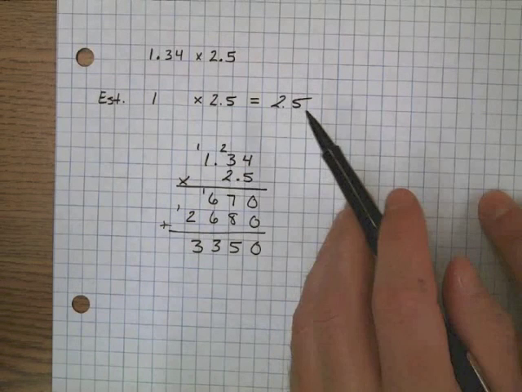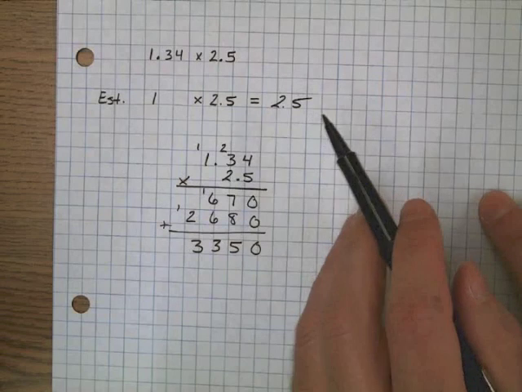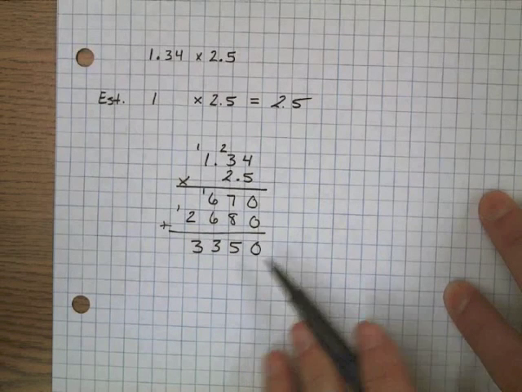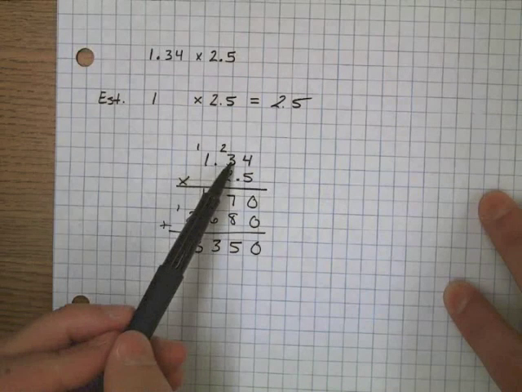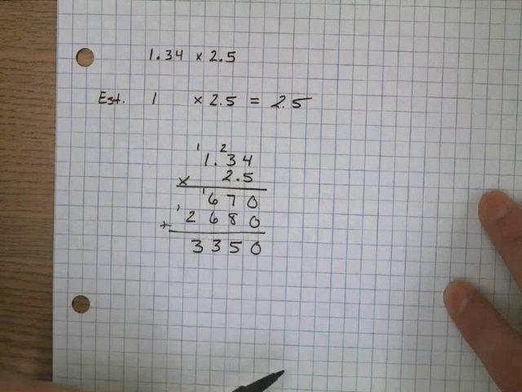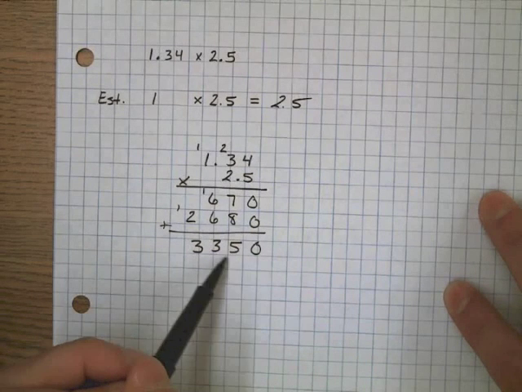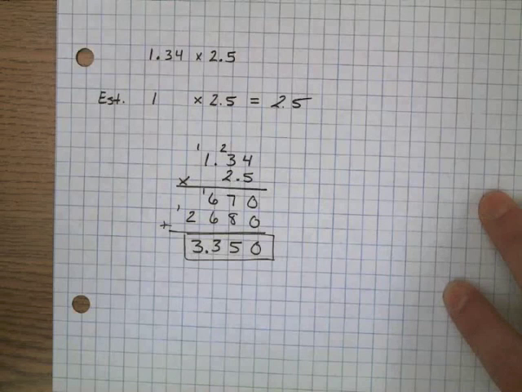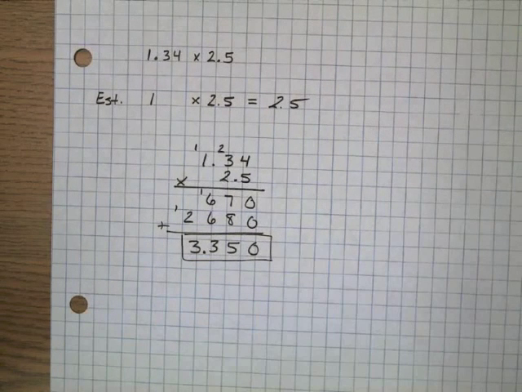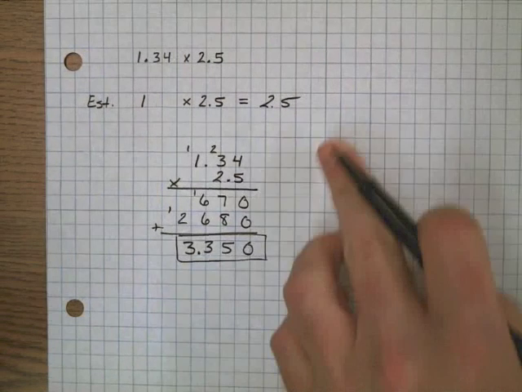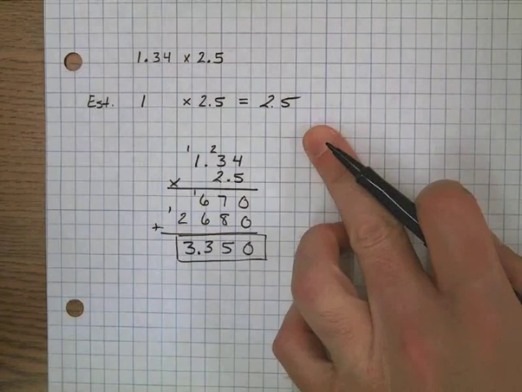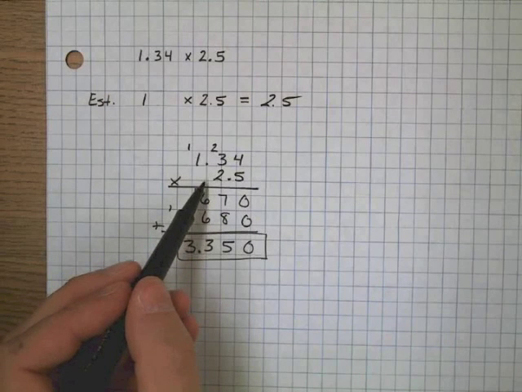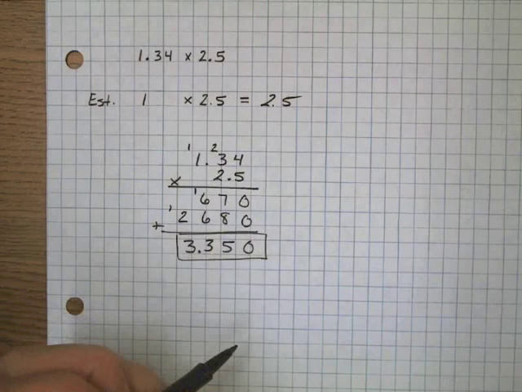My decimal. I always have to remember to bring that decimal back in. I might ignore it for a few seconds, but I need to make sure I bring it back in my final solution. So I need to count up the place values, 1, 2, 3, and bring that back into my solution. 1, 2, 3. And 3 and 350 thousandths is not too far off from 2 and 5/10. So my solution to 1 and 34 hundredths multiplied by 2 and 5/10 is 3 and 350 thousandths.